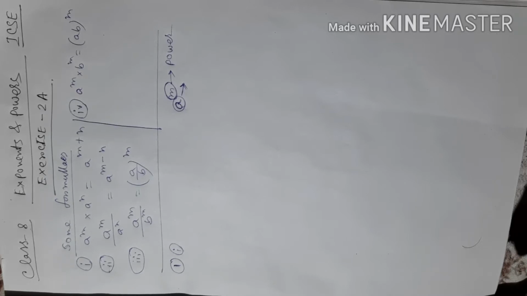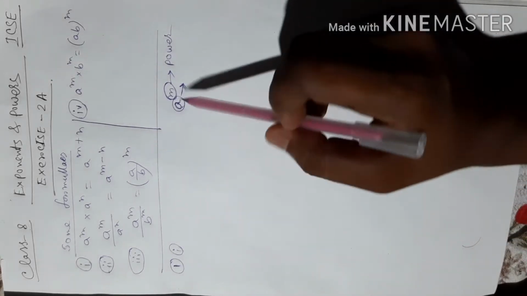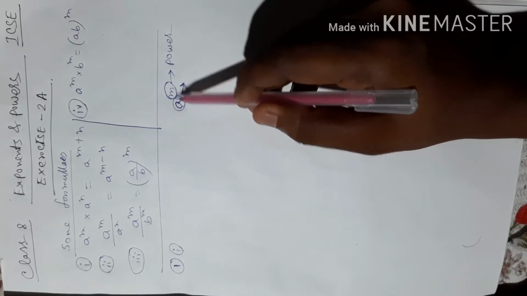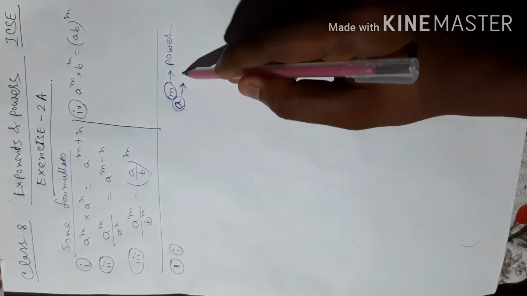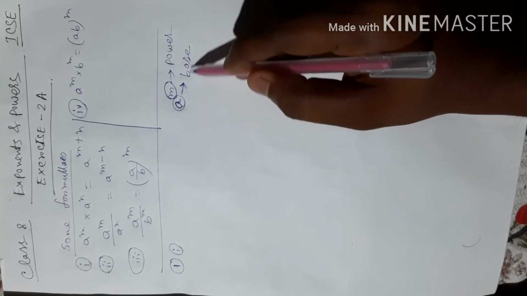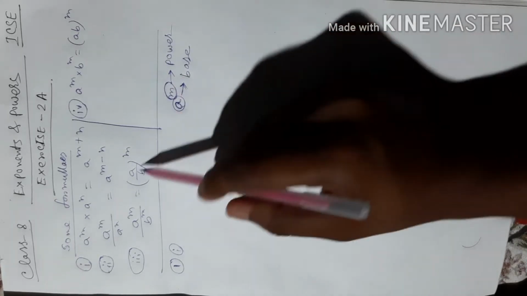The ICSE board R.S. Aggarwal math book, chapter number 2, exponents and powers. If we write a to the power m, then m is the power and a is the base. Here are some formulas.